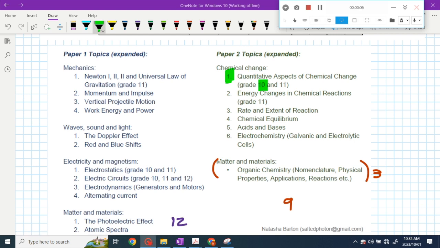You need to know this year, and if you're someone who's battling with the level 3 questions in a chemistry paper, those questions that require calculations, it's possibly because something went wrong in grade 11. So please make sure, guys, that you know your grade 10 and 11 chemistry, quantitative aspects of chemical change. Otherwise, you are going to battle with those concepts, especially in acids and bases and chemical equilibrium.